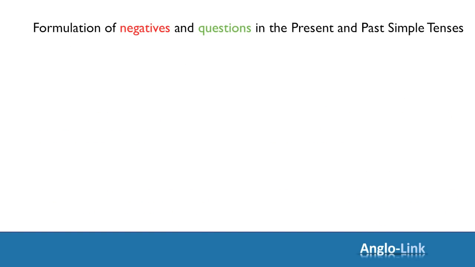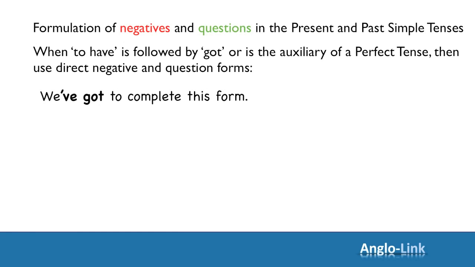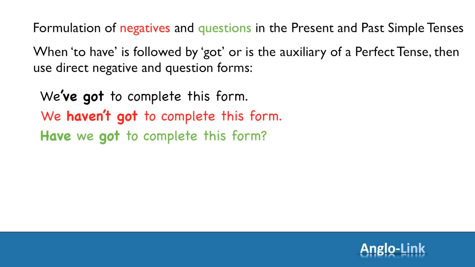However, when to have is followed by got, or is the auxiliary of a perfect tense, then use direct negative and question forms. For example, we've got to complete this form. Negative. We haven't got to complete this form. And question. Have we got to complete this form?